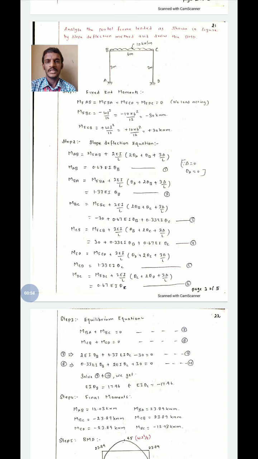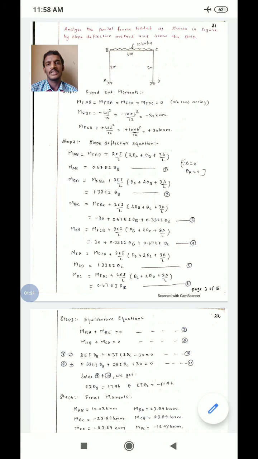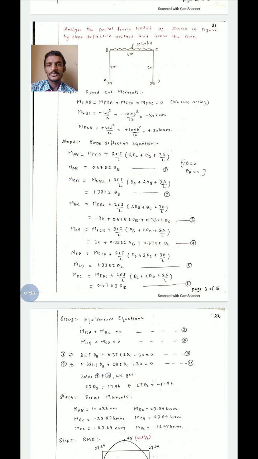In BC beam there is a UDL load of 10 kN per meter acting for a 6 meter span. Therefore, for UDL condition, for the left end minus WL squared by 12 and for the right end plus WL squared by 12. Substituting the values, we get minus 30 kN meter and plus 30 kN meter for the respective ends.